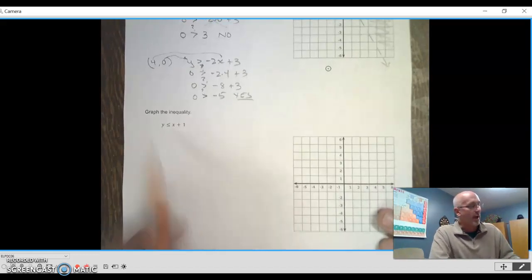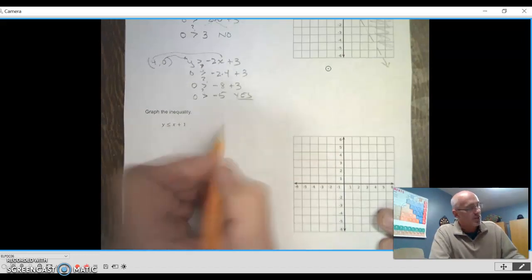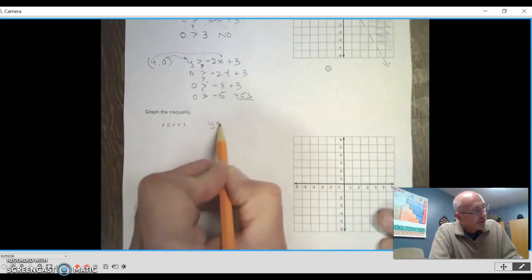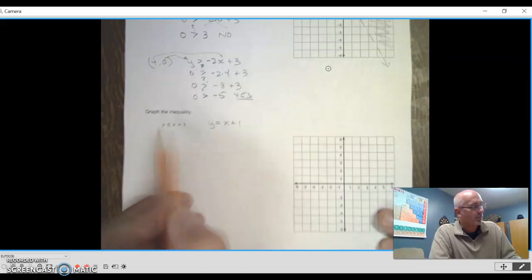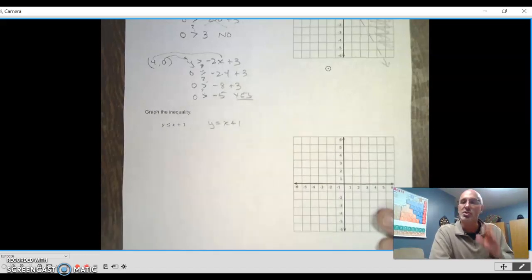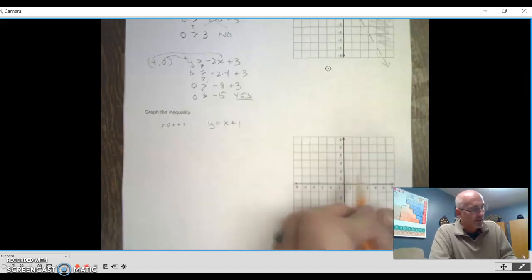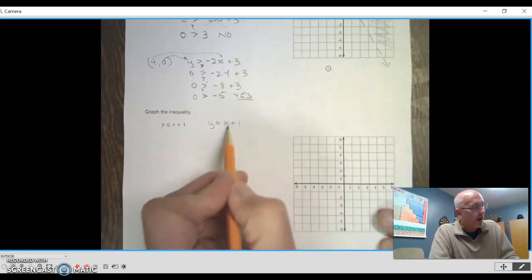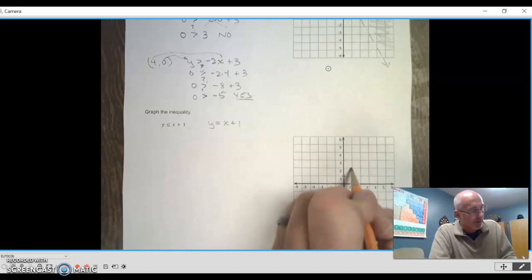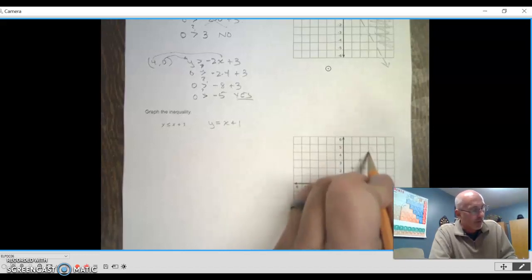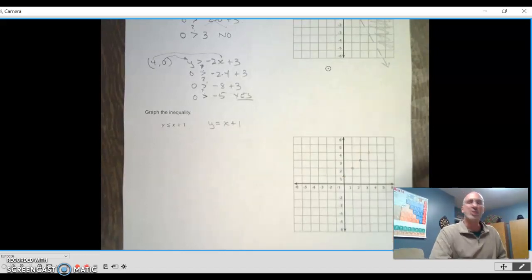Let's do another one. We are going to graph y is less than or equal to x plus 1. So we are first going to graph the line y equals x plus 1. So we're just going to change that to an equals just to get that line going. So here is our y-intercept. It's at 1. And then our slope is 1. So up 1 over 1, up 1 over 1. We see the line start to take shape.